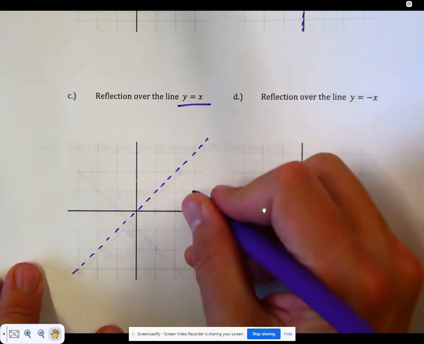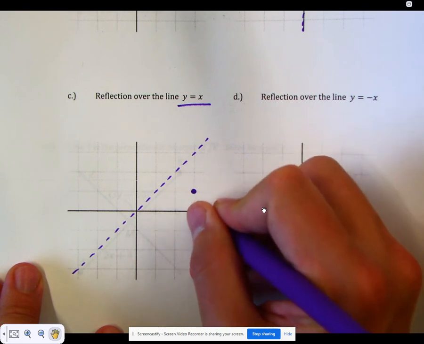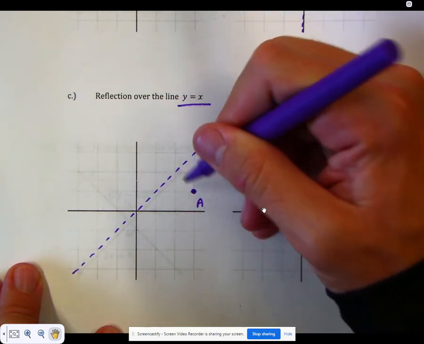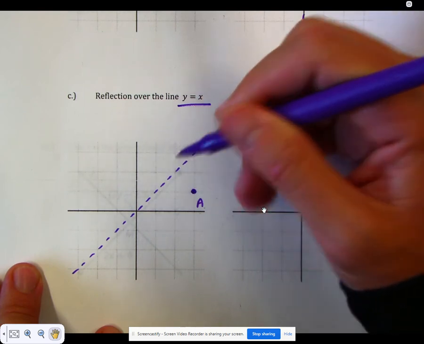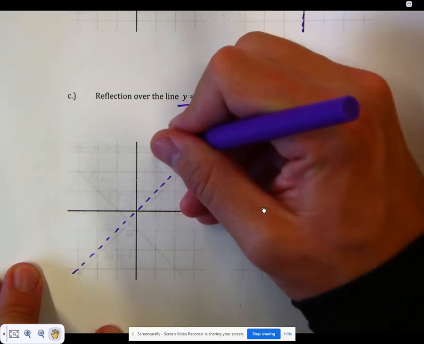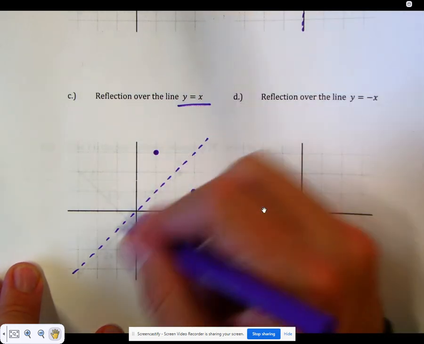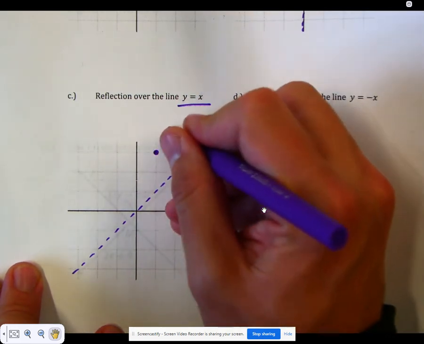So let's take the point (3, 1) again. All right, now imagine reflecting over this line. So you're going to jump over the line. I hope this is sort of intuitive here. It would be like that. Okay. Hopefully the grid lines will help you see that.